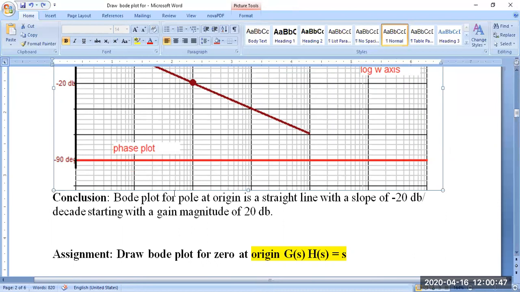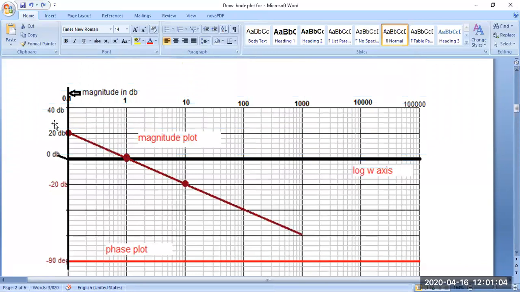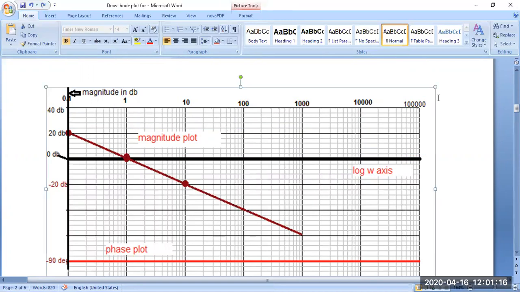So the Bode plot for a pole at origin, for one pole at origin, that is a type 1 system, is a straight line with a slope of minus 20 dB per decade, starting with a gain magnitude of 20 dB. As you can see here, it is starting with a magnitude of 20 dB. It is falling with a slope of minus 20 dB per decade. And the phase angle plot is minus 90 degree, constant for any value of omega.